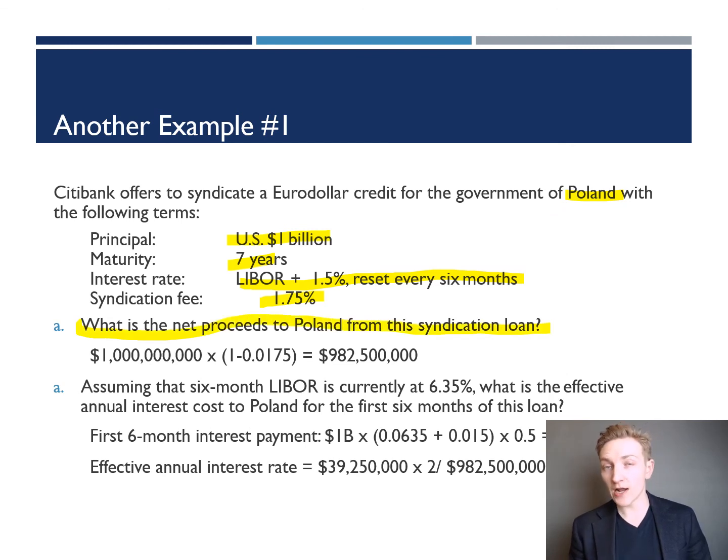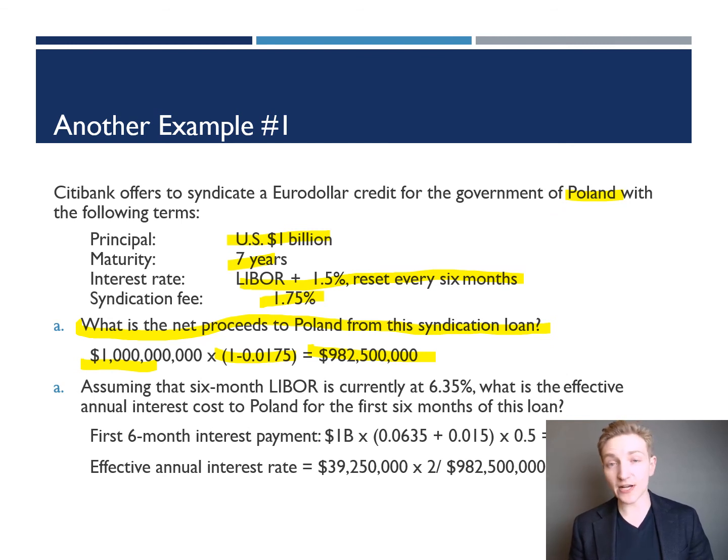Now let's have a look at firstly what are the effective proceeds that Poland gets from this loan. Now to get our effective proceeds, we need to take the borrowing amount and subtract off our syndication fee. So we've got a billion minus 1.75% multiplied by a billion. So to see that, a billion multiplied by 1 minus 0.0175, which is going to be effectively what we get net of our loan costs, equals $982 million here. So that's what Poland would see from this loan.